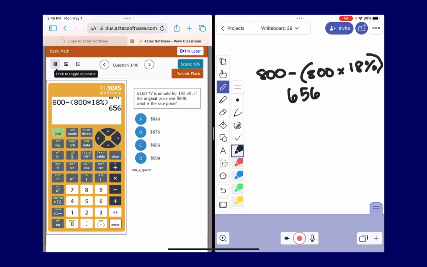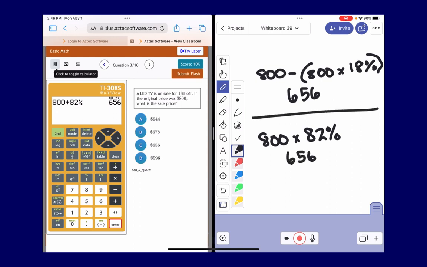But if you're taking 18% off of something, that means you're actually only paying for 82% of something. So if you're paying for 82% of something, you could just say 800 times 82%. That will also give you your correct answer. They both gave us 656.